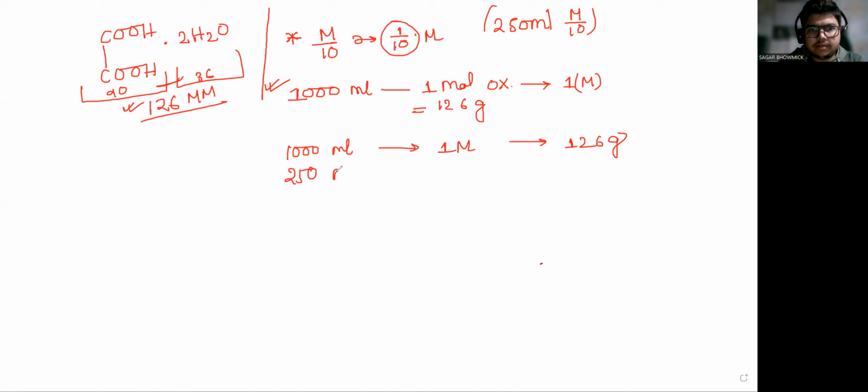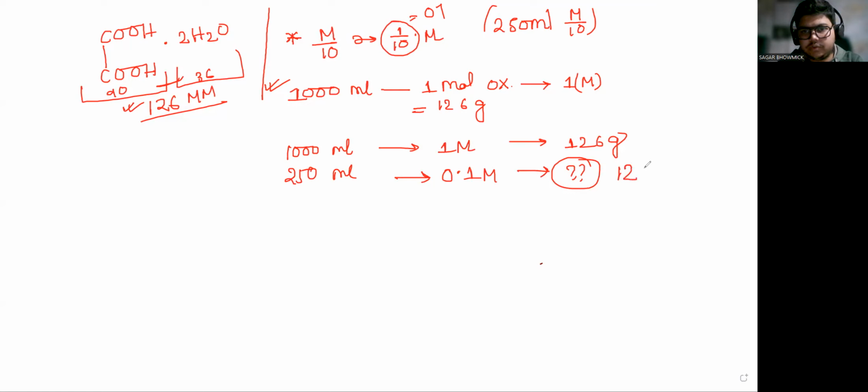Then 250 ml, M by 10, that means 0.1 molar. M by 10 means 1 by 10 molar, that means 0.1, right? So what do you have to add? This you have to calculate. What will be the answer?